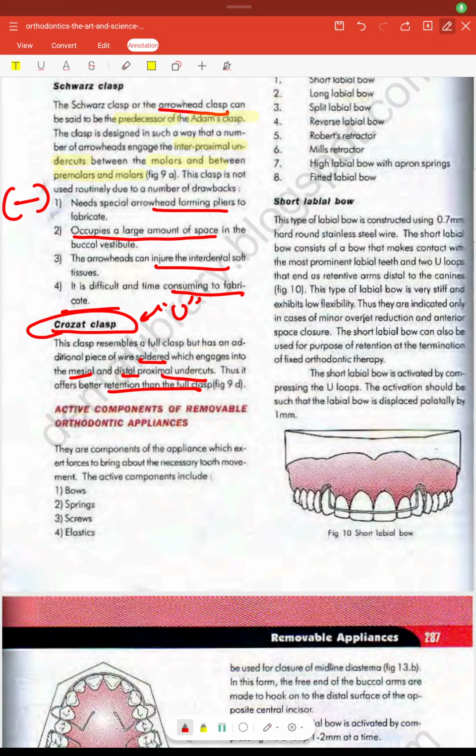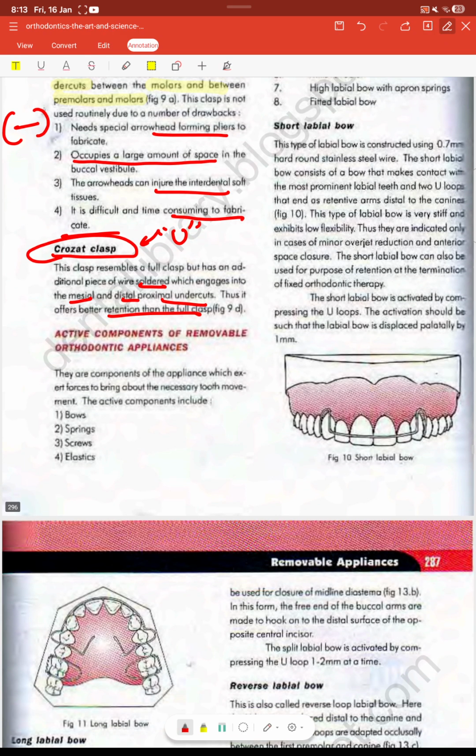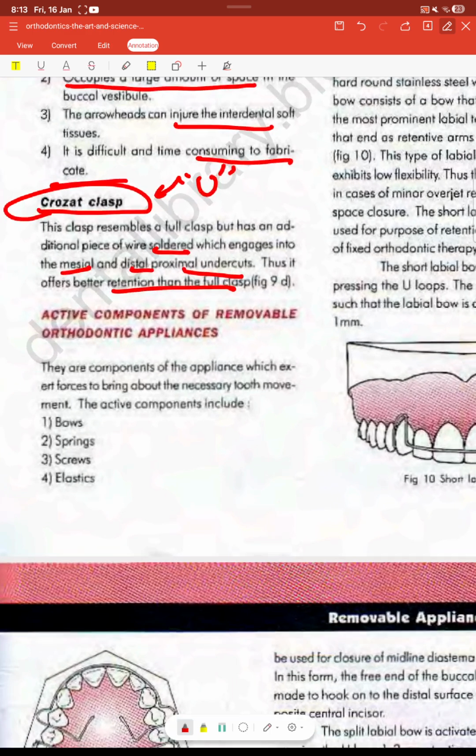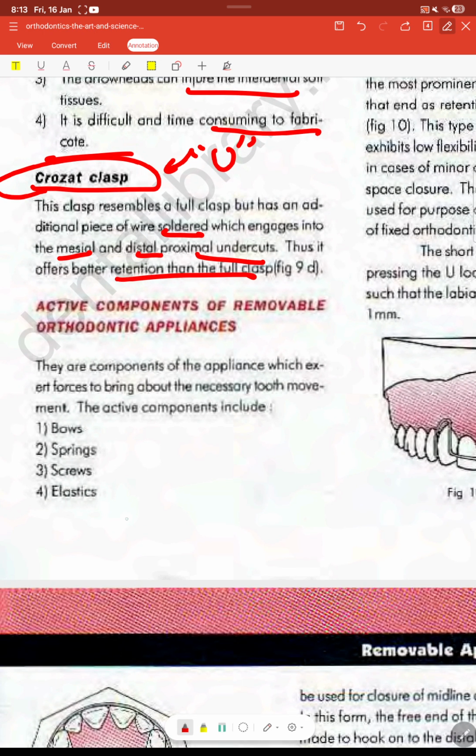Welcome back to my channel, and today we are going to start with the active components of the removable orthodontic appliances. Now they are the components of the appliance which exert force. So the retentive components are for retention purposes and the active components are for actual force, to bring about the necessary tooth movement.